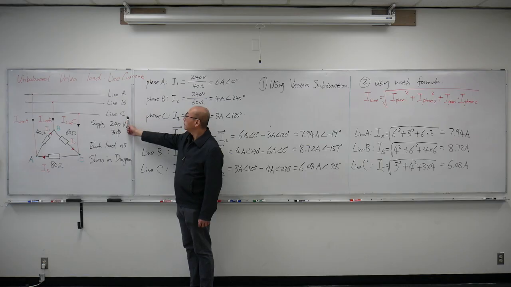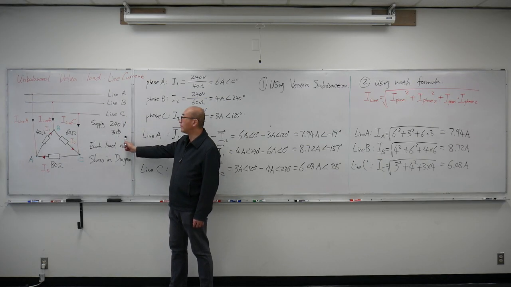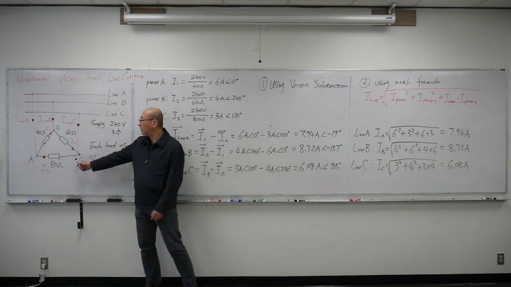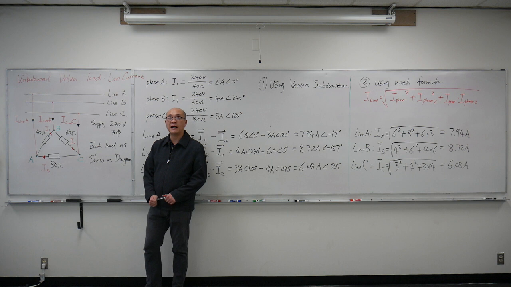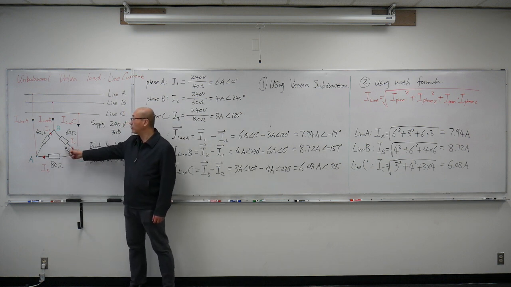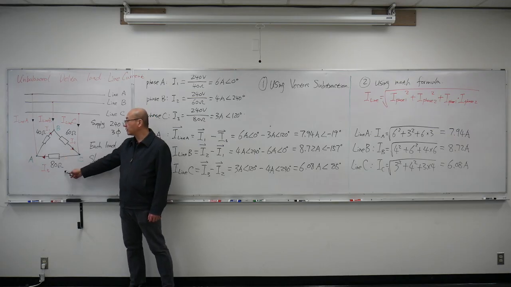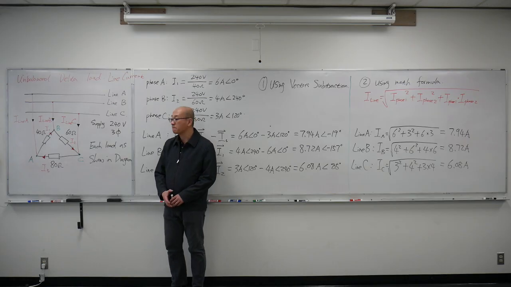I have a 3-line supply, 240 volt 3 phase. I have 3 loads connected in delta, but this time those loads are unbalanced. One load is 40 ohm, another load is 60 ohm, and the last load is 80 ohm. They are connected as a delta.